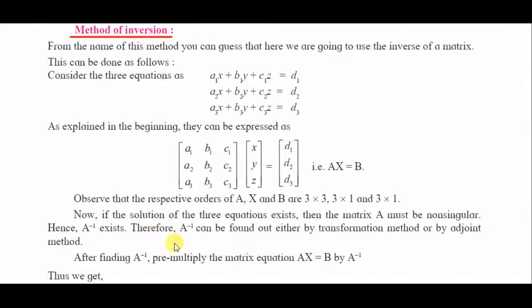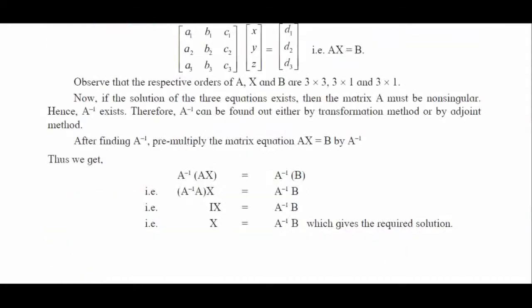Okay. Now we have to understand the inverse. But before that, how do we convert the given equation AX is equal to B into a simpler format by using the inverse? If the solution of the three equations exists, then matrix A must be a non-singular matrix. Hence A inverse exists. Therefore A inverse can be found either by the transformation method or by the adjoint method.